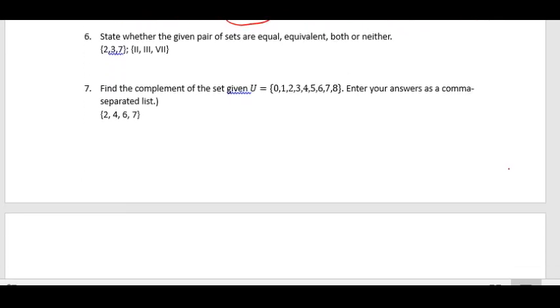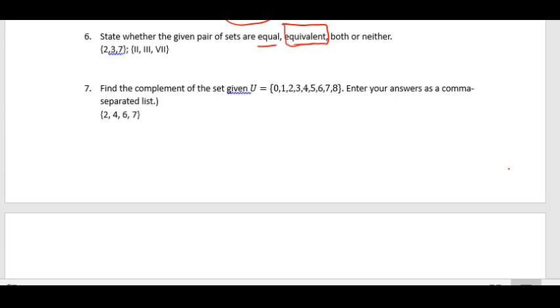State whether the given pair of sets are equal, equivalent, both, or neither. So equal means they have to have the exact same number of elements and they have to be the same elements. Equivalent means that they have to have the same number of elements. And so if we look at this problem, we have 2, 3, 7, Roman numeral 2, Roman numeral 3, and Roman numeral 7. So this has 3 elements, this has 3 elements. So we know that the sets are equivalent. They're not going to be equal because these are Roman numerals. This is just regular numbers here. So my answer for this is going to be equivalent.